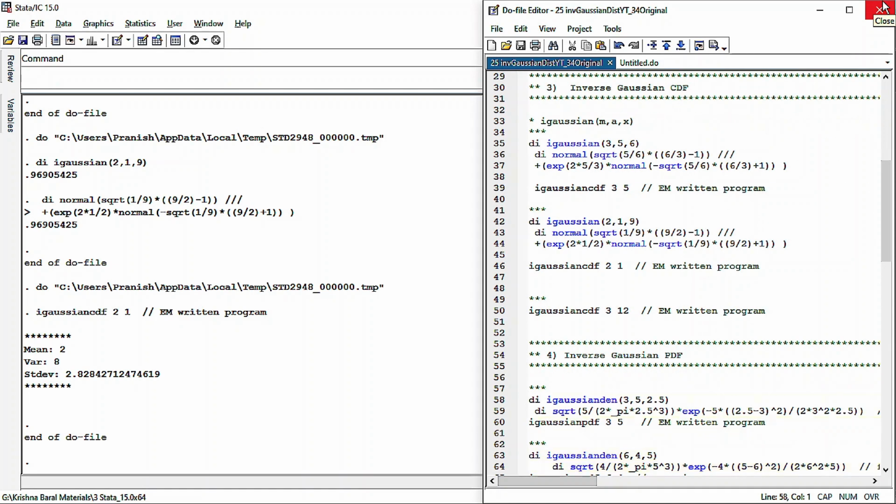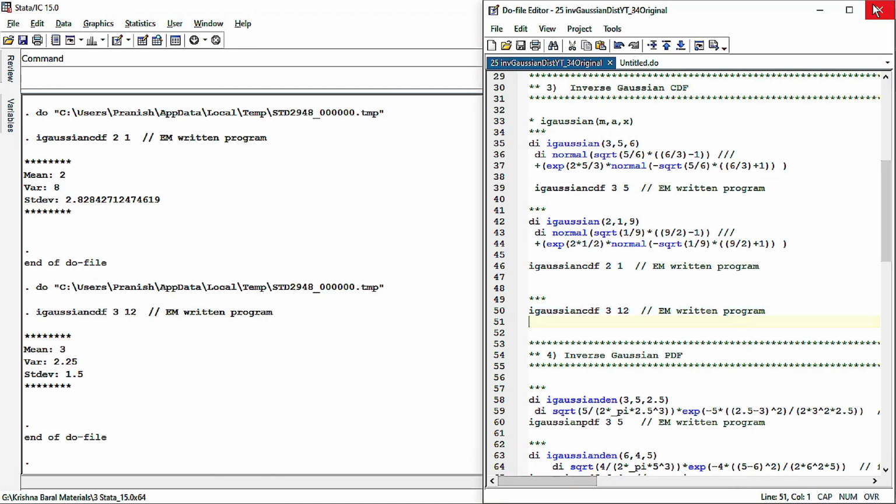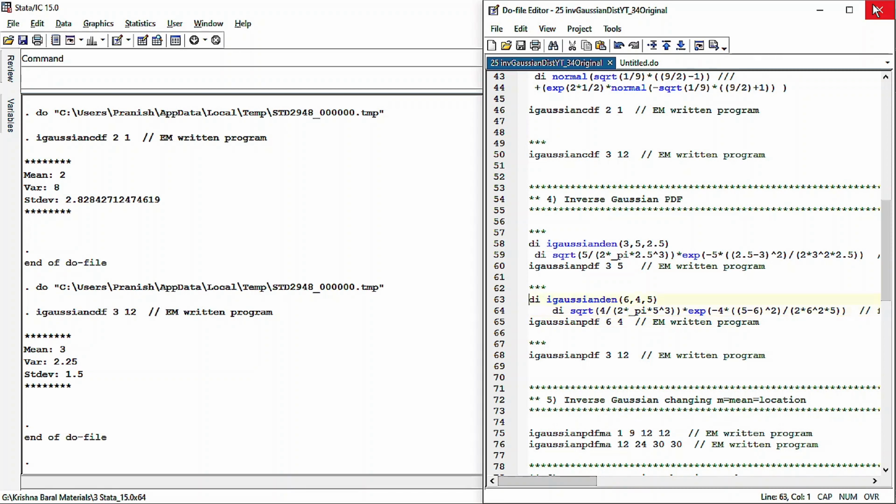And we can also depict the graphical information of the CDF of the inverse Gaussian distribution for any mean parameter m and shape parameter a. So here is the CDF of the inverse Gaussian distribution for mean 3 and shape parameter a to be 12. Now let us calculate the PDF of the inverse Gaussian distribution.